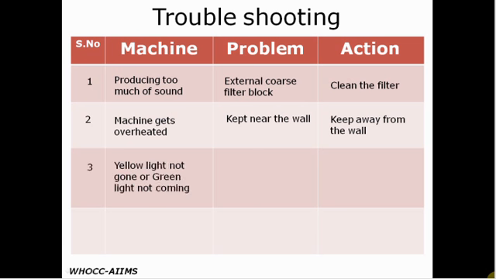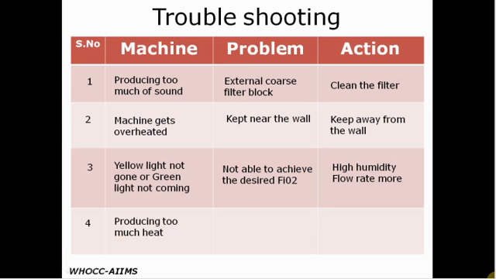Another problem can be that the yellow light is not going off, indicating that the desired oxygen concentration has not been achieved. It may be due to high humidity in the atmosphere, or the flow rate is more, which exceeds the capacity of zeolite material. If the compressor is producing too much heat, it may be due to malfunctioning of the fan, which cools the compressor. In that case, the fan needs to be repaired.